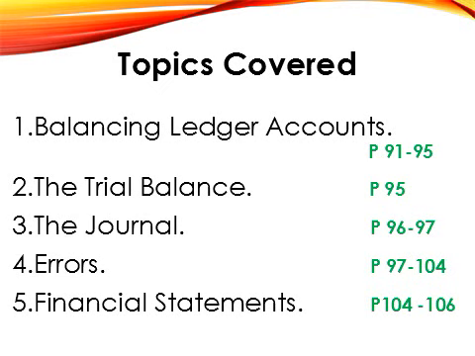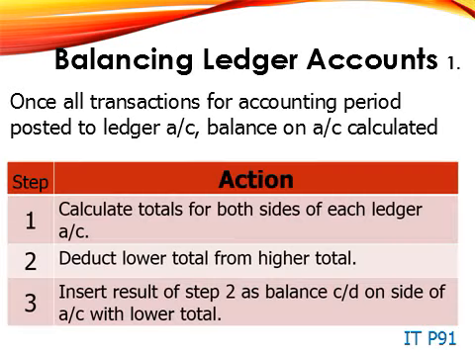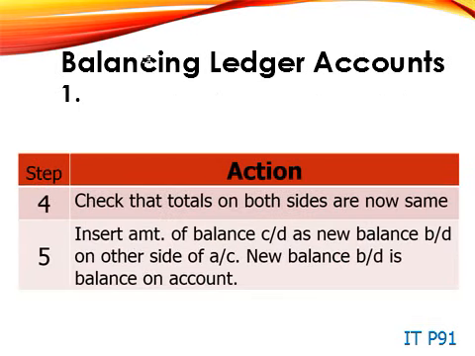5. Financial statements. 1. Once all transactions for an accounting period have been posted to the ledger accounts, the balances on each account can be calculated. These are the steps that are done to calculate the balance. Step 1. Calculate the totals for both sides, debit and credit, of each ledger account. Step 2. Deduct the lower total from the higher total. Step 3. Insert the result of Step 2 as the balance carried down on the side with the lower total. Step 4. Check that the totals on both sides are now the same.